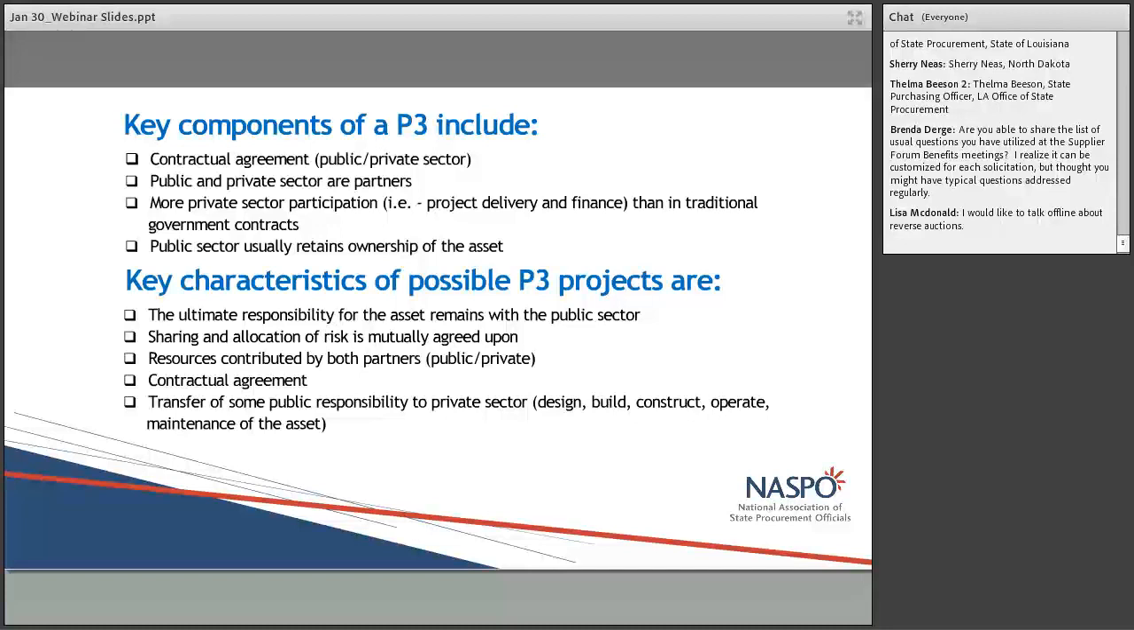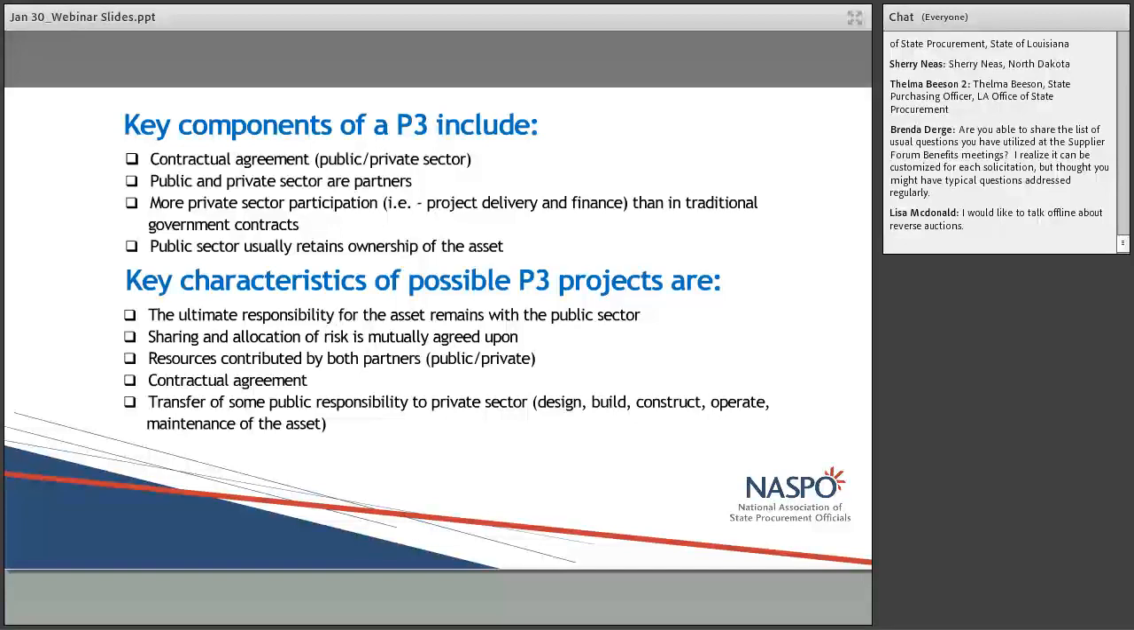The ultimate responsibility of the asset will remain with the public sector. The sharing of allocation of risk is mutually agreed upon, and this is key. There will be, throughout the process, multiple discussions about risk allocations, and there will be a comparison of risk allocation between the traditional procurement method and a P3.